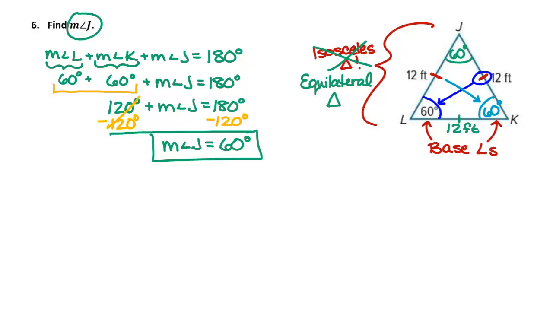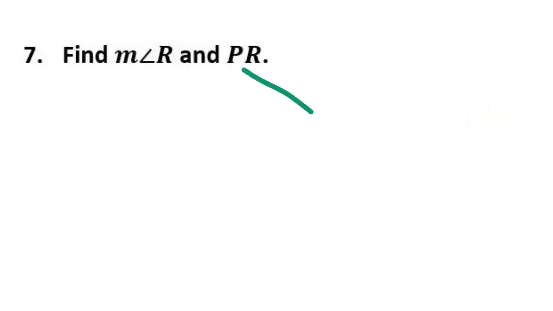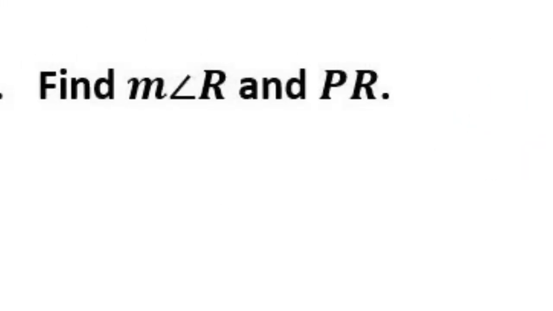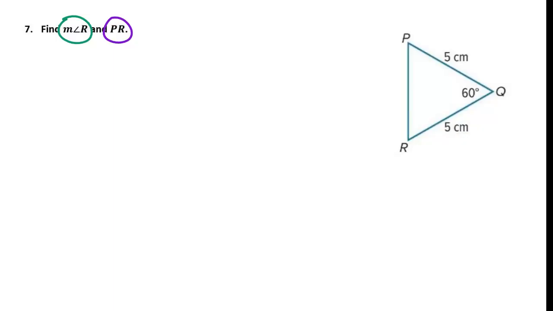All right. Let's look at the last one on this page, which is the last one we're going to do for today. Number 7. We need to find two different things here. We need to find the measurement of angle R, and we need to find the length of segment PR. What kind of triangle are we looking at?